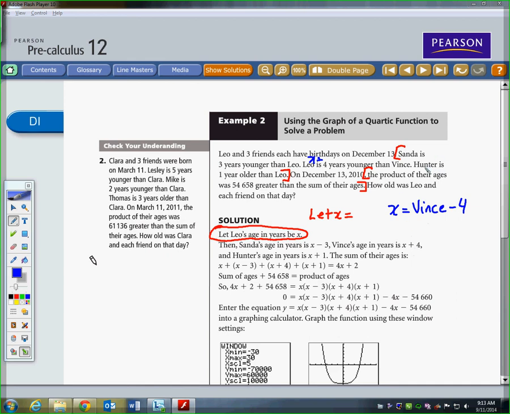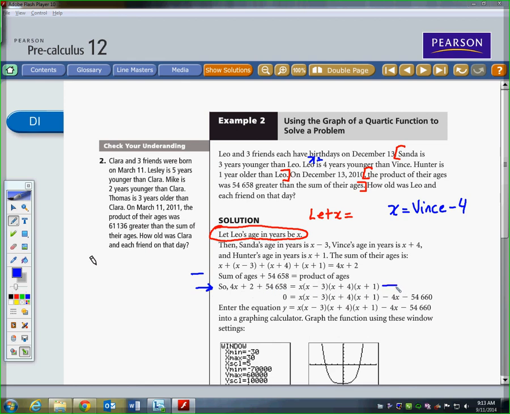Hunter equals 1 year older than Leo. So Hunter is x plus 1. So the sum of their ages would be Leo, Sanda, Vince, and Hunter. That would be 4x plus 2. And now reading this statement here, the product of their ages, here it is. This is the product of their ages. Each of those terms multiplied together is this amount greater than the sum of their ages. So this key sentence here is written out in math form over here. The sum of their ages, 4x plus 2 plus the rest, equals all that.